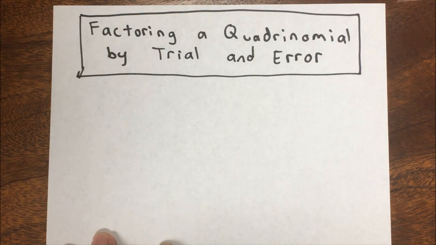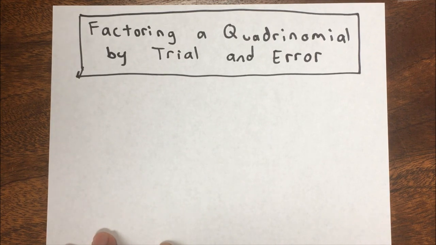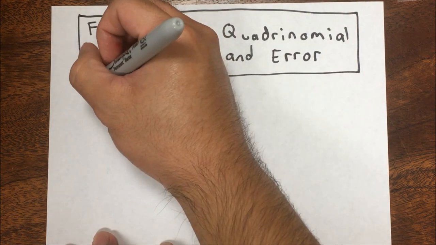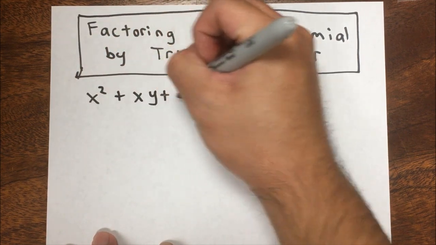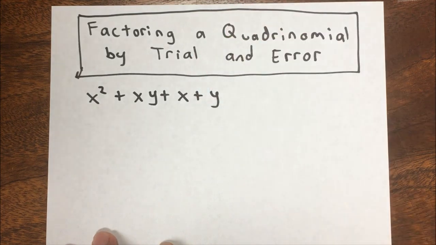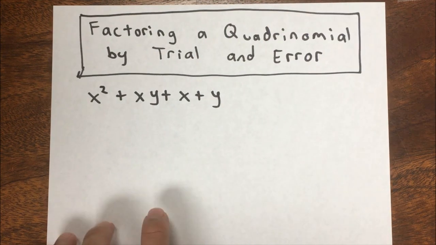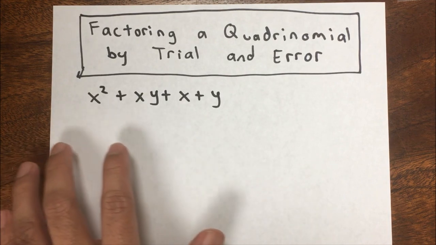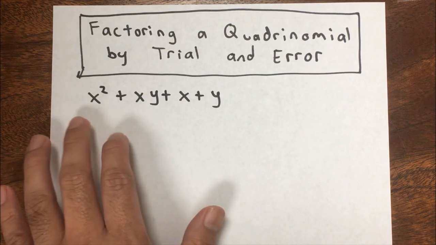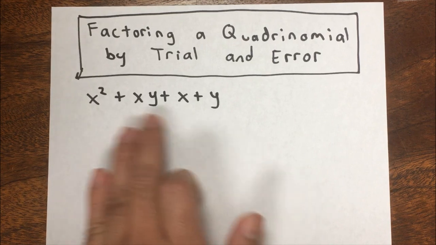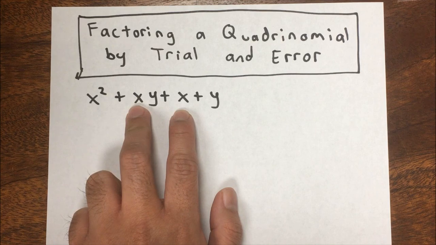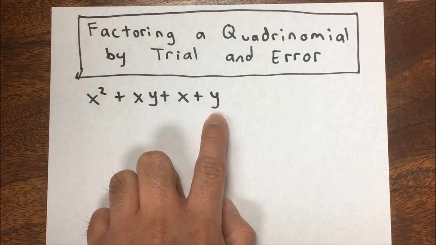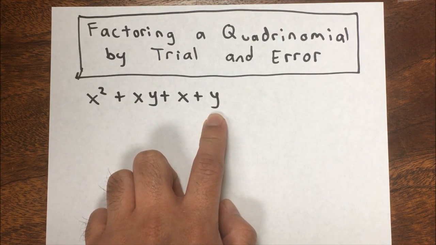Okay, so here we are factoring a quadrinomial by trial and error. So we're going to have four terms. Let's say we have x squared plus xy plus x plus y, and we want to factor that. You want to make sure that your powers of x are in order from highest to lowest. So here we have x to the power of 2. These two, we have x to the power of 1. And here, there's no x, and that's the same as x to the power of 0.